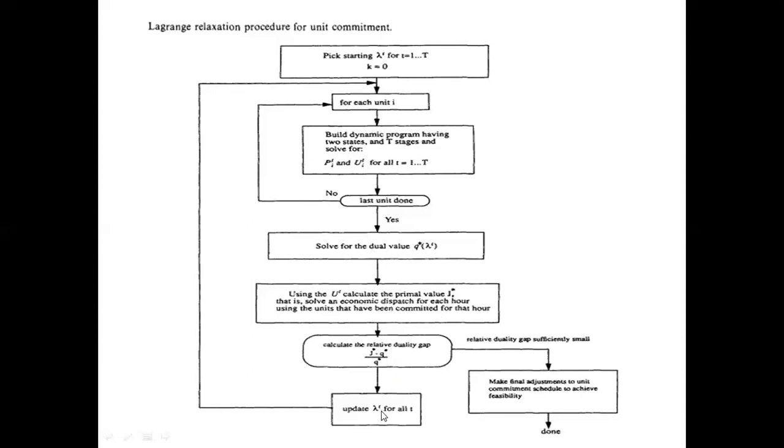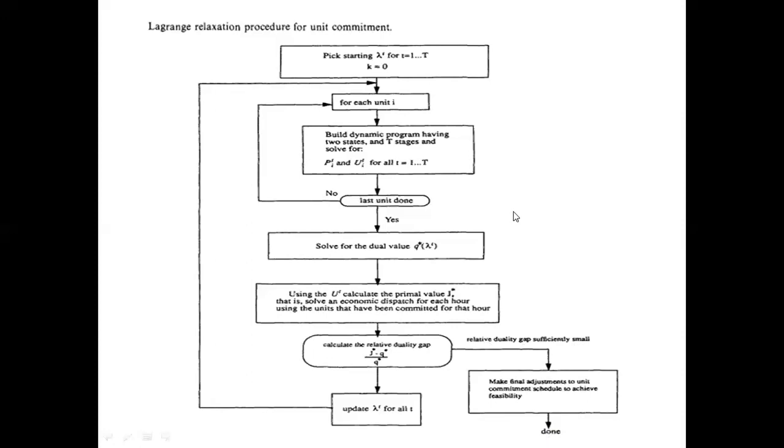If the gap is not small, update lambda t for all t and then move back to the step for each unit I. And if the relative duality gap is sufficiently small, then make the final adjustment to the unit commitment schedule to achieve feasibility, and the program ends. And we have done the particular Lagrangian relaxation procedure.